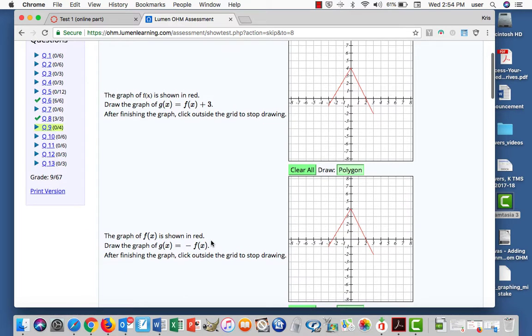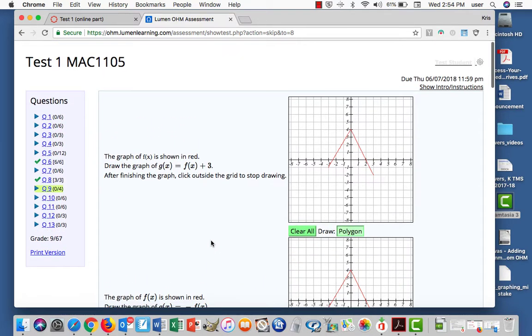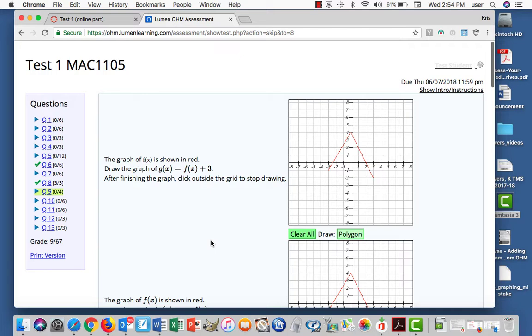Okay, nothing really different on this particular question, but I'm going to use this one as a demonstration, even as you're working through your homework, of how you graph these particular functions. So this is saying the graph of f of x is shown in red. Draw the graph of g of x, which is f of x plus 3. Okay, now what that means is we want to draw the graph moved exactly 3 units up.